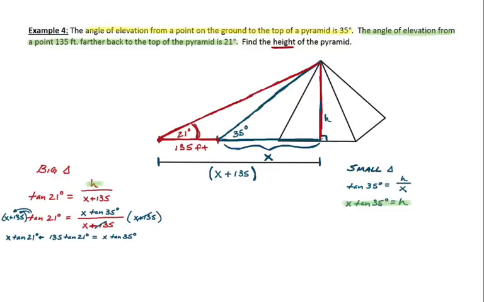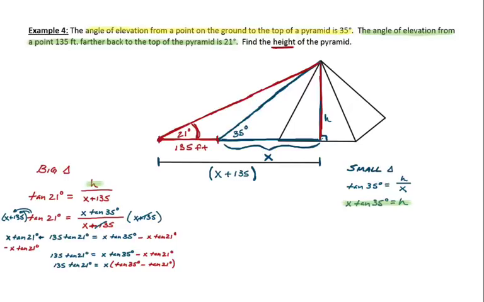So I'm going to get those both on the same side. I'm going to subtract x tangent of 21 from both sides. So I'd get 135 tangent of 21 equals x tangent of 35 minus x tangent of 21. If I want to solve for x, I need to get x by itself. If you look at both terms on the right, they both share an x, so I'm going to factor out an x from both terms. By doing that, I have x times the quantity tangent of 35 minus tangent of 21.